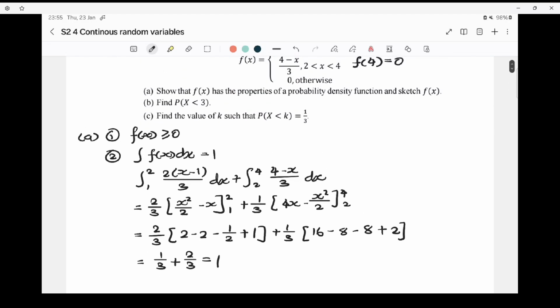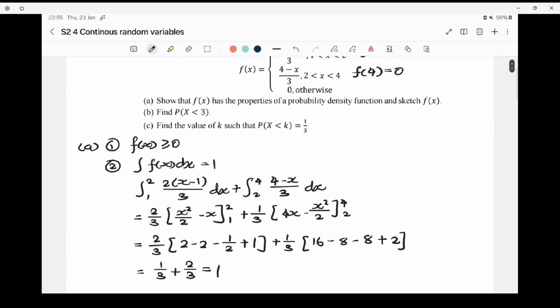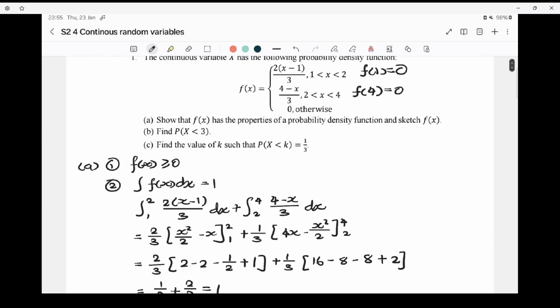Okay, you need to sketch f(x). So what do you need to find? You need to find 3 points. When x equals 1, we know that this is 0. When x equals 4, we also know that this is 0. So what you need to do is find what happens when x equals 2. From the first portion, this would be (2 minus 1) over 3, which is 2 over 3. Second portion, (4 minus 2) over 3, you also get 2 over 3.